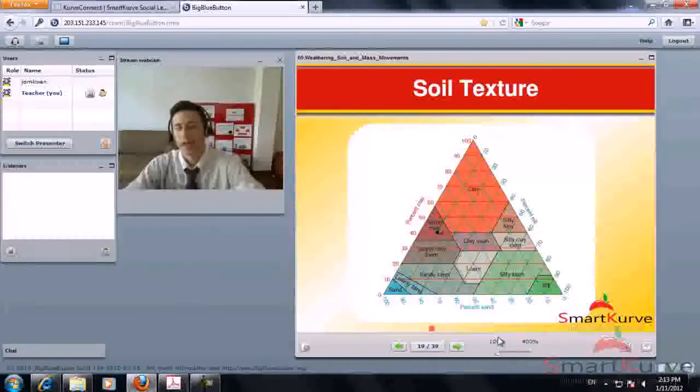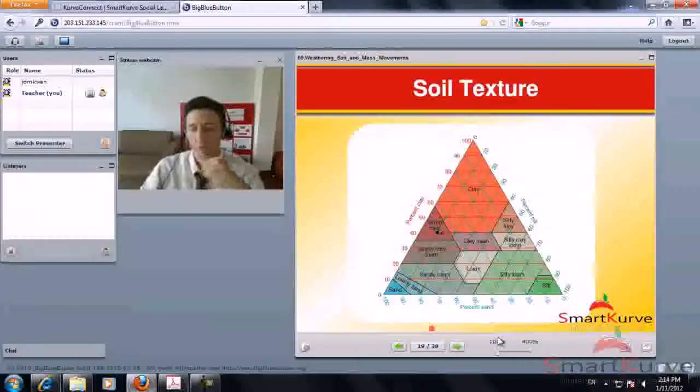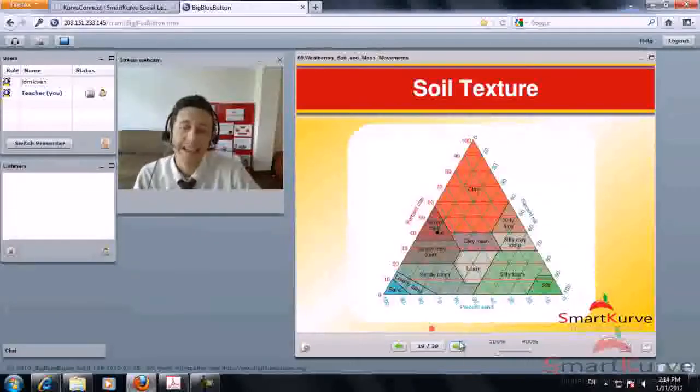So yeah, we're looking at, when we have loam, preferably a soil that's about 20% clay, about 40% sand, and about 50% silt. That would be the ideal mixture.